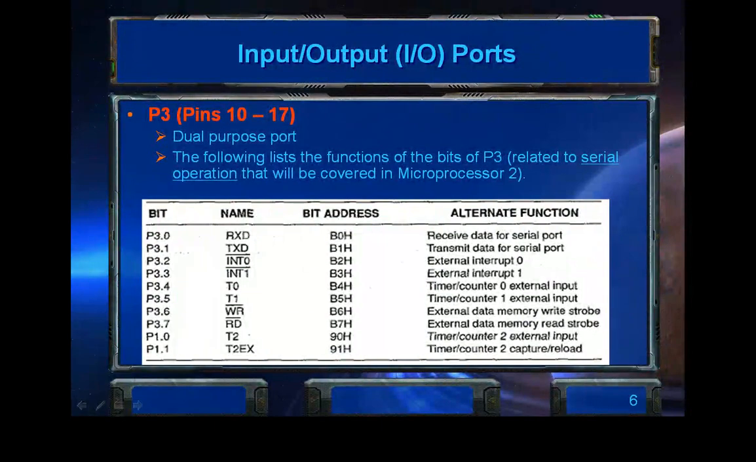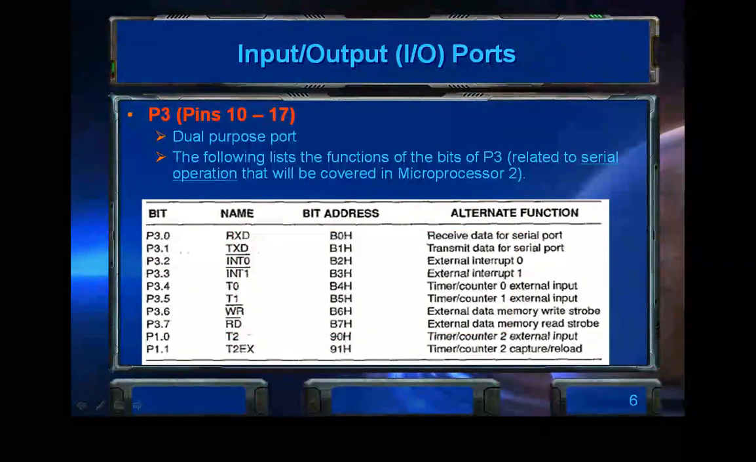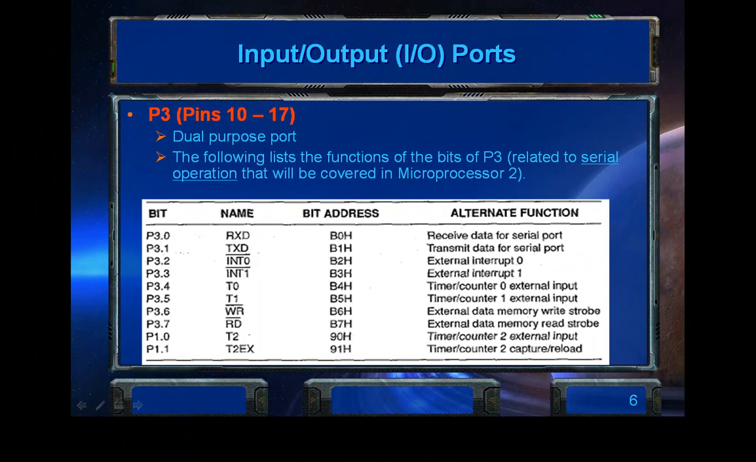However, port 3 also serves the functions of various special features of the 8051, as shown in the following table. P3.0 is the RxD pin for serial receive. P3.1 is the TxD pin for serial transmit. P3.2 and P3.3 are external interrupt pins. P3.4 and P3.5 are external inputs to timers. P3.6 and P3.7 are external data memory read and write pins.